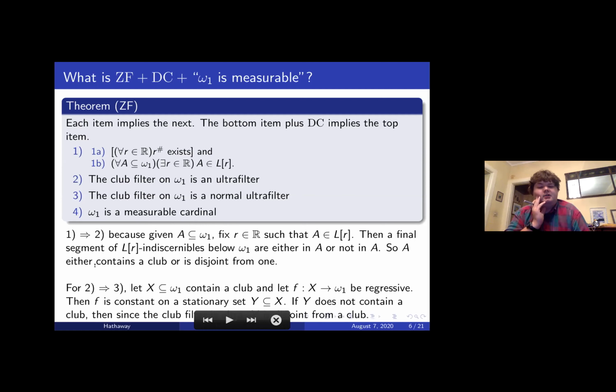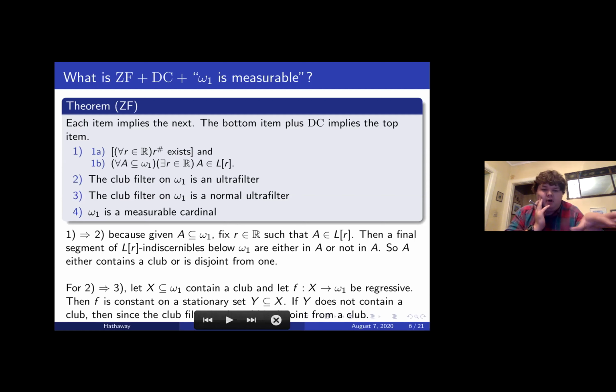So A either contains a club or is disjoint from one. So I don't think we should have any issue with that. 2 implies 3. All I'm saying in 2 implies 3 is the club filter on omega 1 is an ultrafilter if and only if the club filter on omega 1 is a normal ultrafilter.